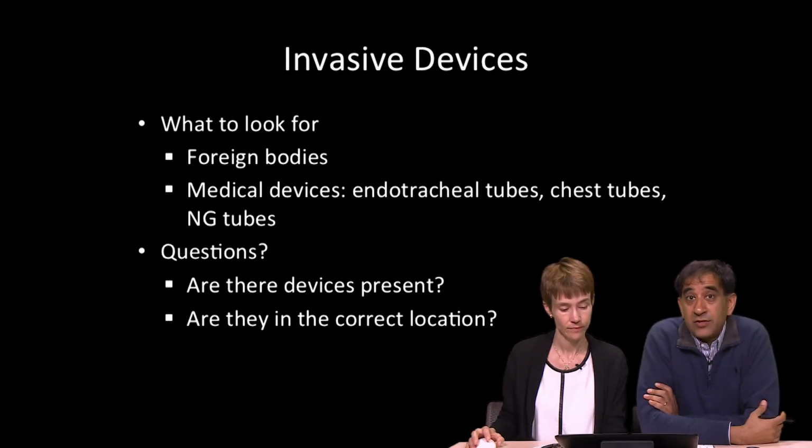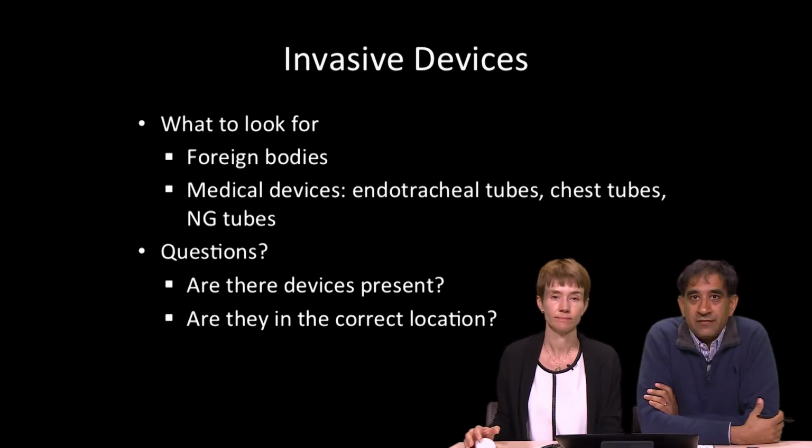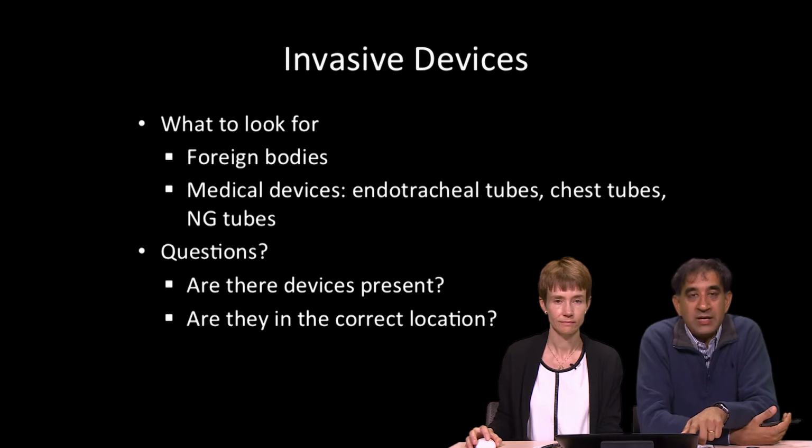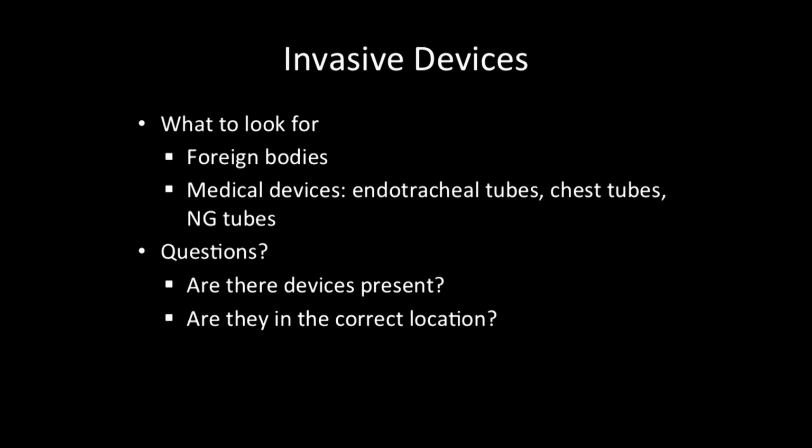The next step is to look for any invasive devices, such as medical devices like endotracheal tubes, nasogastric tubes, chest tubes, or other devices, and also foreign bodies that might appear on the X-ray. And again, the questions that we have are: are these devices present? And equally important, are they in the correct position or location? Because sometimes they may be in an abnormal location. So let's take a look at some examples.